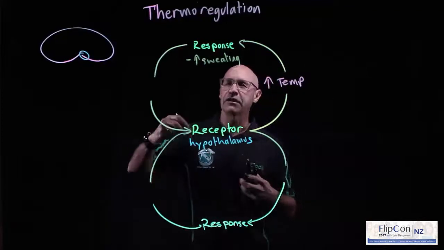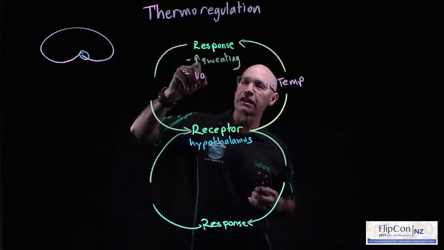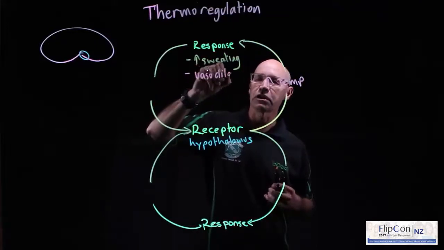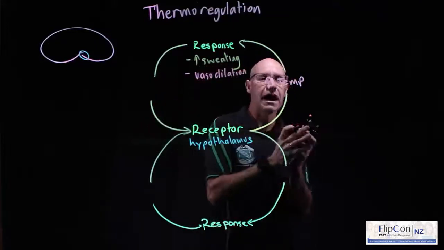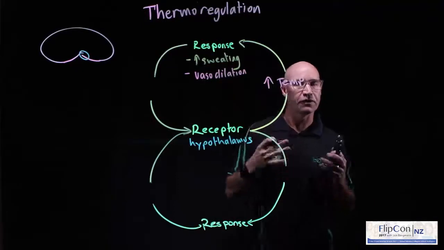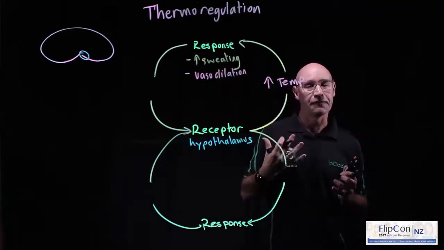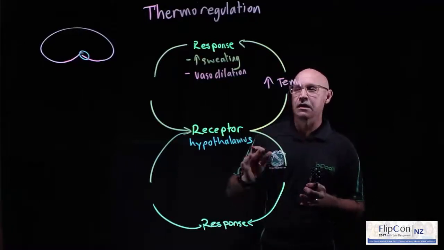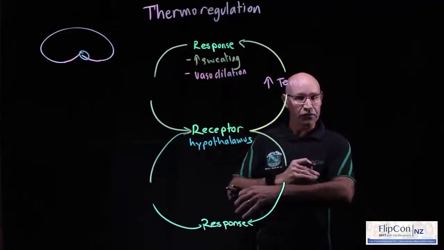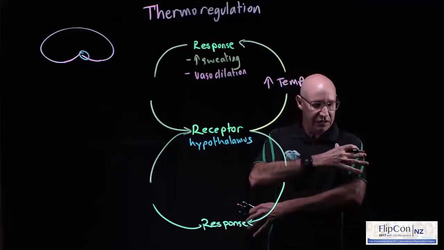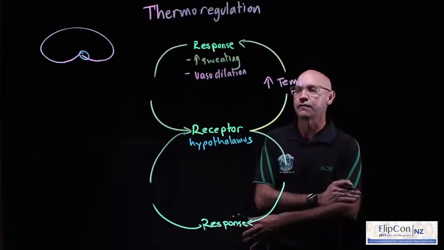Another one is vasodilation. Vaso meaning blood vessel, and dilation meaning open up. So the blood vessels of the skin open up, and that's why you get red in the face on a hot day. So the skin blood vessels open up, so more blood moves to the surface so that heat can be taken to the surface and radiate off.